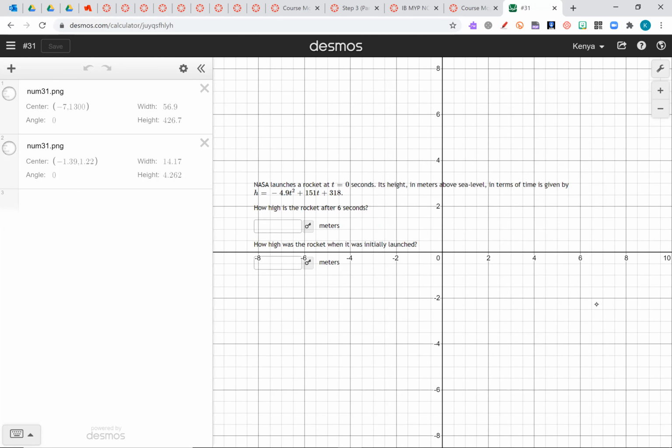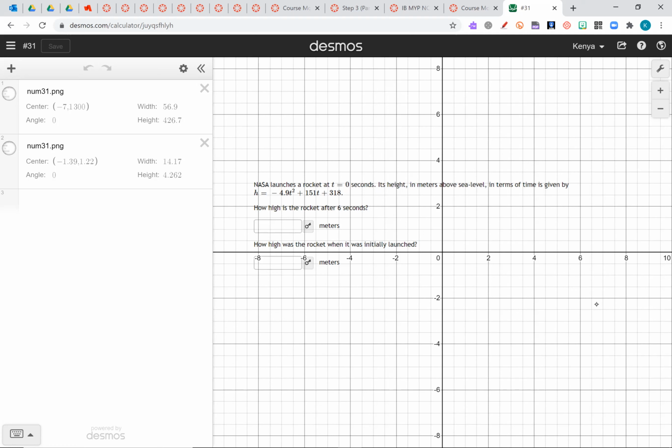We have a similar problem here where NASA launches a rocket at t equals 0 seconds. Its height in meters above sea level in terms of time is given by h equals negative 4.9 t squared plus 151 t plus 318. Here we have two questions. How high is the rocket after 6 seconds? How high was the rocket when it was initially launched?